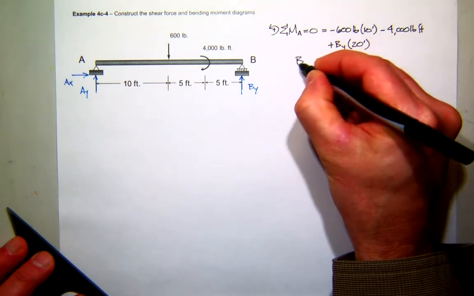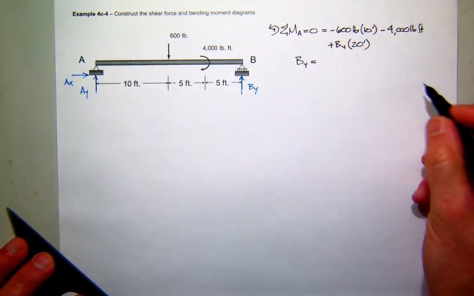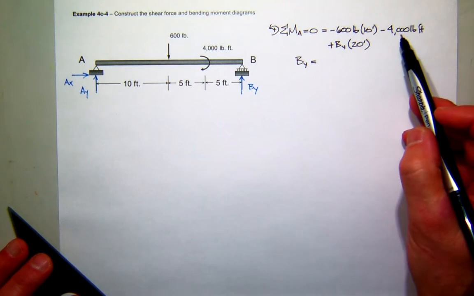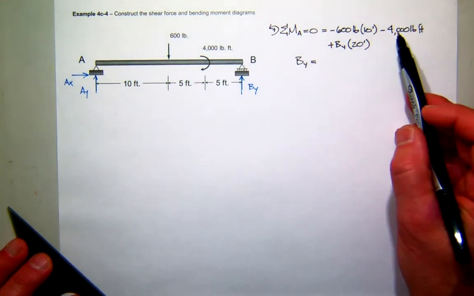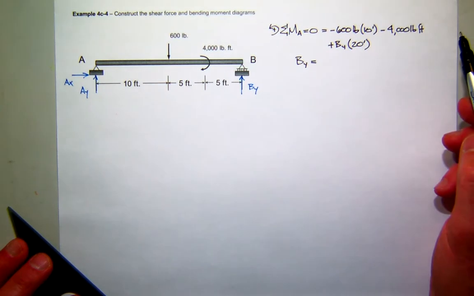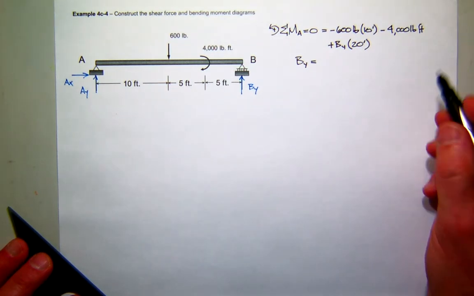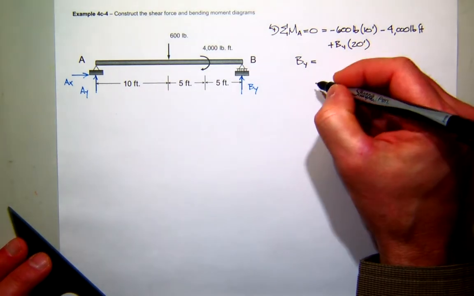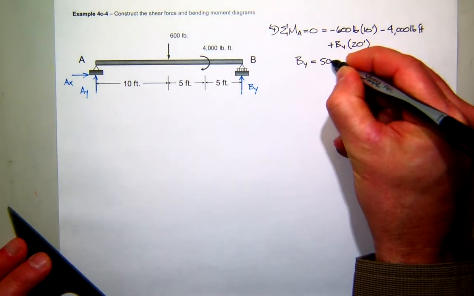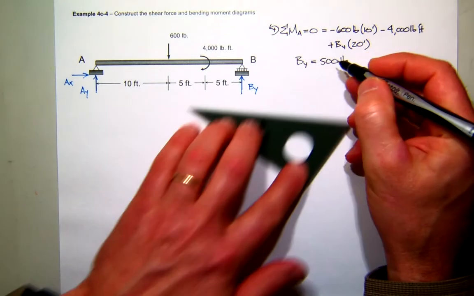So what is By equal to? Who's got a calculator? It looks like it's going to be, let's see, that's 6,000, 10,000. What's 10,000 divided by 20? 500? Is that right? Is it positive? Yeah. Anybody get that?